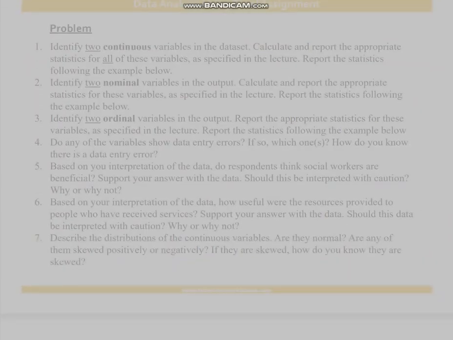Data analysis using Excel assignment. Problem 1. Identify two continuous variables in the dataset. Calculate and report the appropriate statistics for all of these variables, as specified in the lecture. Report the statistics following the example below.